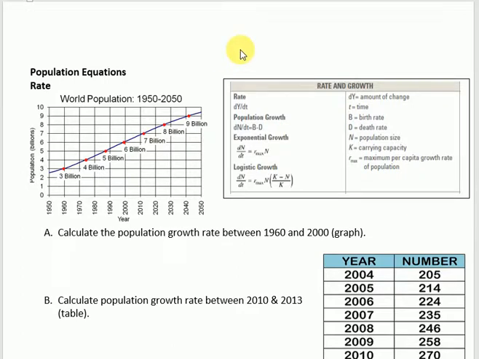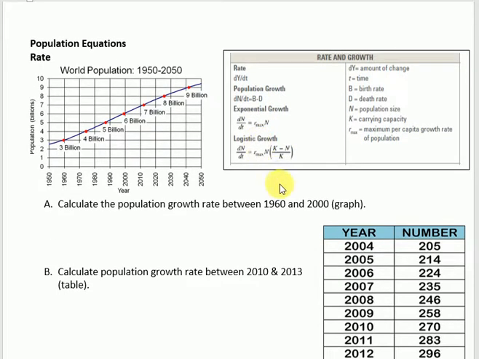Okay, so now we have population equations. And you can see here there is rate and growth on your formula sheets. So, for instance, I want to point out to you really quick that this here, the logistic growth, it has a carrying capacity factor in it. Versus here, the exponential, the Rmax is the maximum per capita in a population.